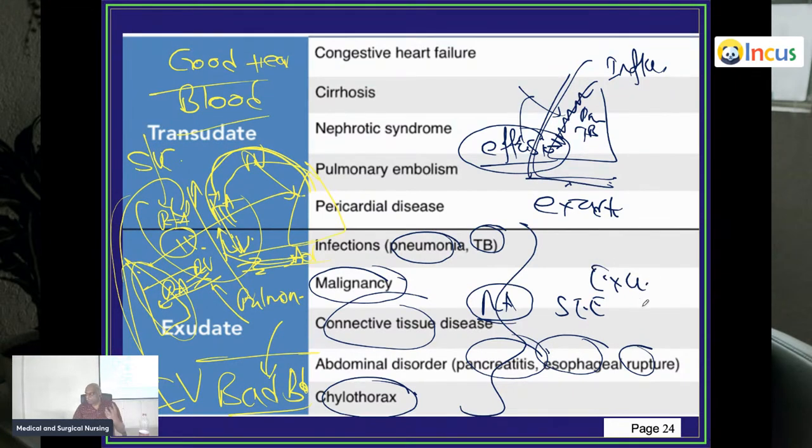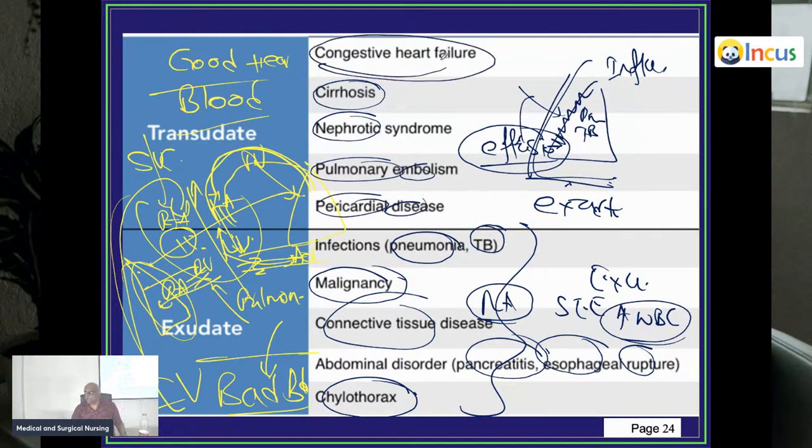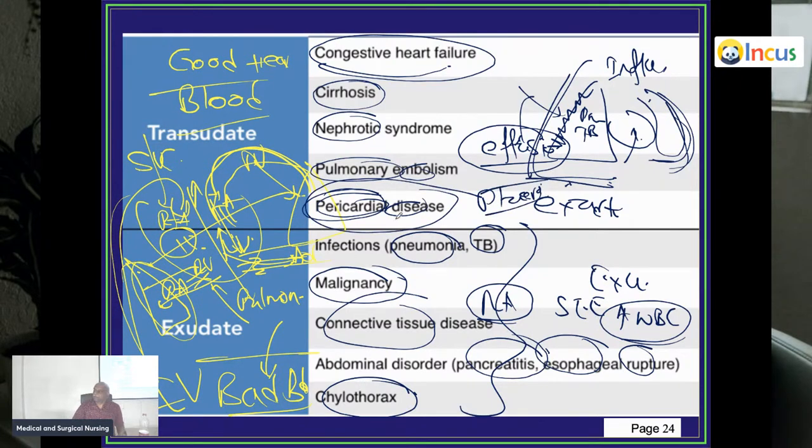Such an effusion, if you do thoracocentesis and take out that fluid, send it to the lab, it will have a high WBC count because it is due to inflammation. But a transudate is because of cirrhosis, nephrotic syndrome, pulmonary embolism, pericardial disease, or congestive heart failure. Suppose there is any pericardial disease, the heart is sitting between the lungs, no? If the covering on the heart, the pericardium, is inflamed, then even the pleura of the lungs also gets inflamed, and that can lead to pleural effusion. But these are all what? Transudates. These are all transudates, but these are all exudates. That is what you need to appreciate.